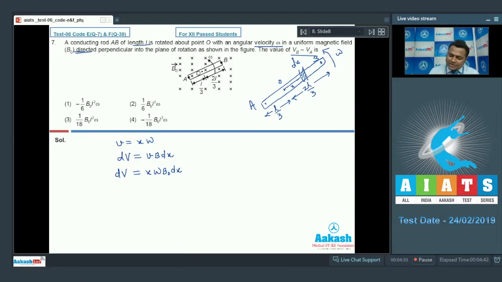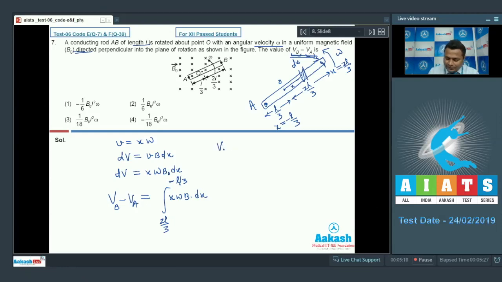Now the difference of potential between point B and point A, VB minus VA, will be given by the integration of x omega B0 dx. Be very careful about the limit here. Point B can be taken as x equals 2L by 3 and point A will be at x equals minus L by 3. We have to take the integration from B to A. So the limit will be from 2L by 3 to minus of L by 3.